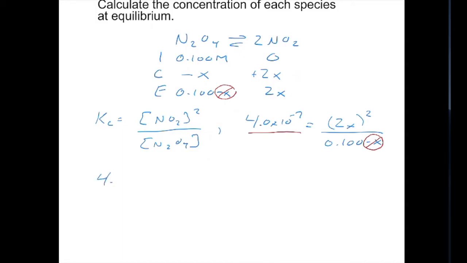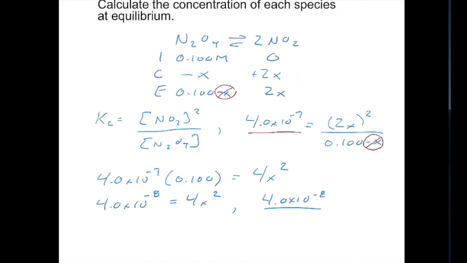So we'll have 4.0 times 10 to the minus 7 times 0.100 equals 2x squared, which ends up being 4x squared. So 4.0 times 10 to the minus 8 equals 4x squared. Then 4.0 times 10 to the minus 8 divided by 4, take the square root, and that's going to equal x. So x equals 1 times 10 to the minus 4. Again, molar because it's a concentration.